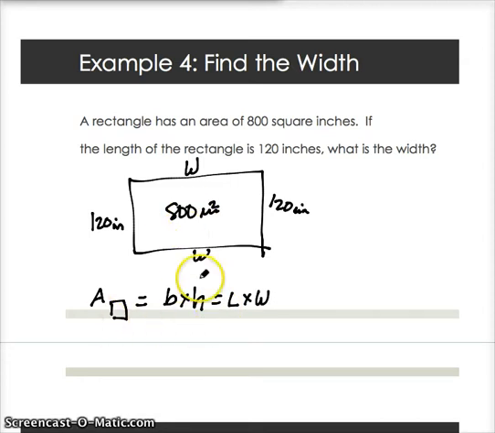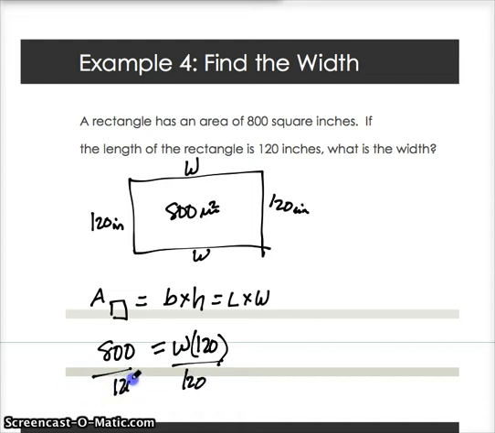I'm going to plug in everything I know. I know what the area is. It is 800. So I'm going to put 800 here. The base or the width, I'm not sure of, but the length, I know it's 120. So right now I have an equation with one variable, which we're really good at solving. So 800 is equal to W times 120. Since these guys are being multiplied, I'm going to divide to isolate W.